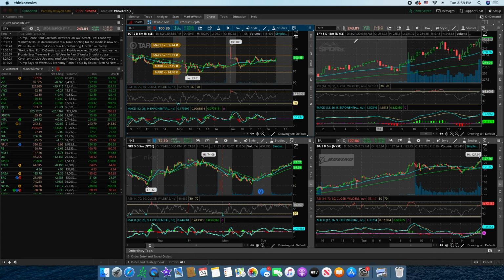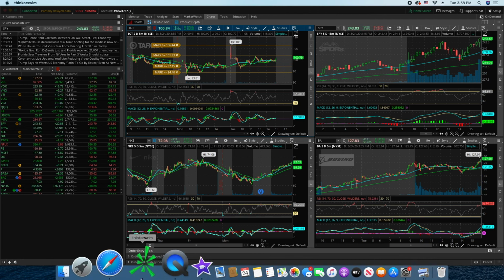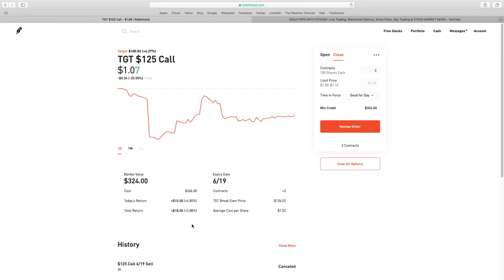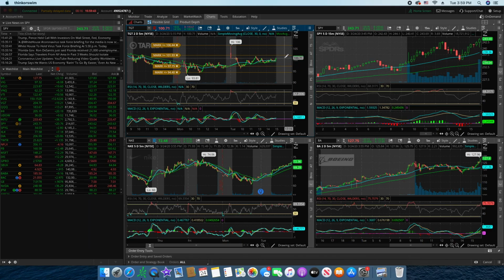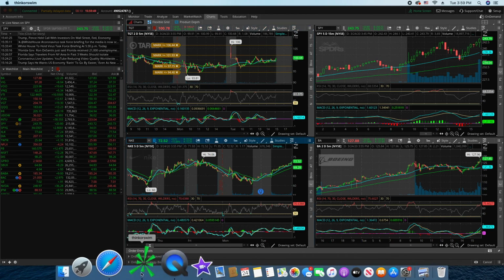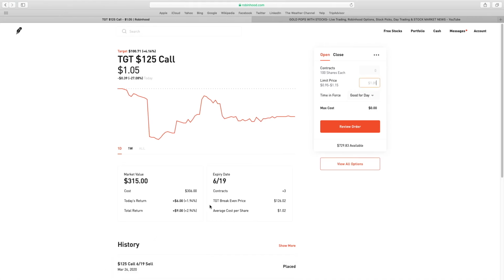Okay, so I'm going to place a limit order to sell these contracts and see if it gets filled in the next minute. It might not. 15 seconds. The bid and ask are probably going crazy. No, still at 20 cents. All right, and that is market close.